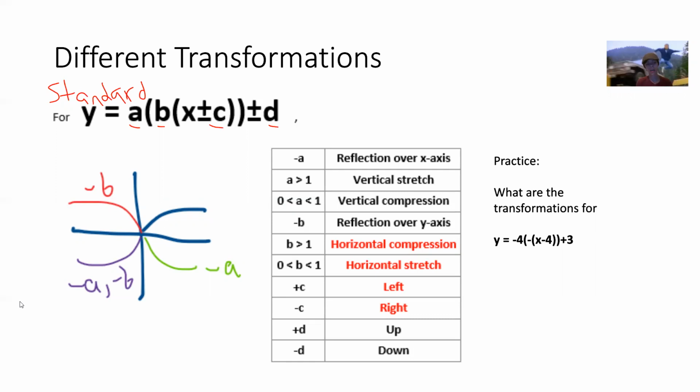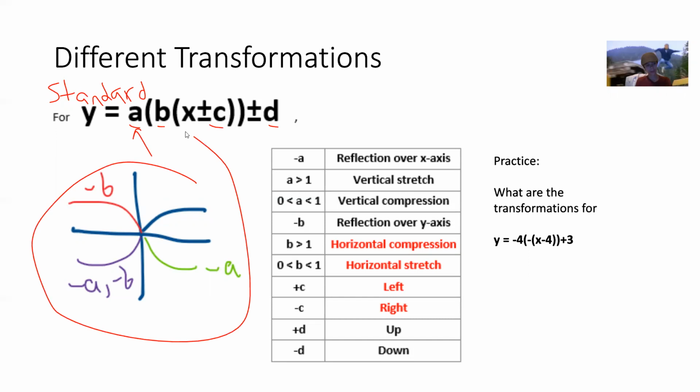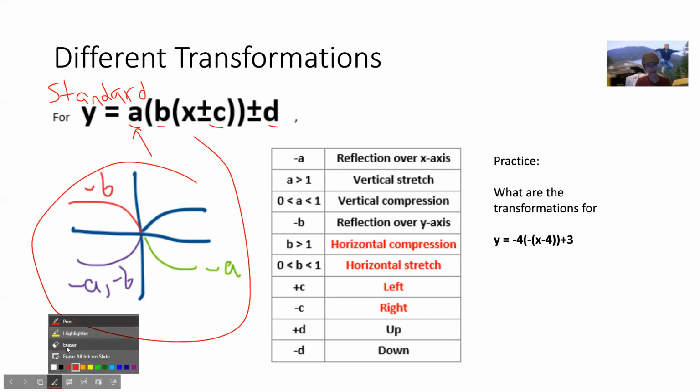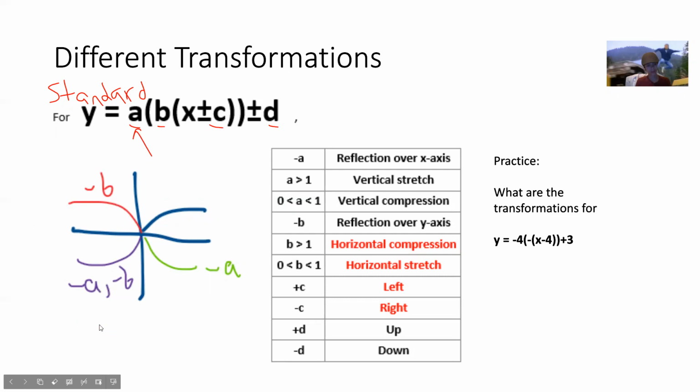So if there's a negative A, then it makes it a reflection over the x-axis. In this example right here, I can't undo one here, can I? I was trying to do Control Z. There. And then I have to go back. So that's our square root function, and if we had a negative A, that's what would happen. This is the x-axis, and if there's a reflection over it, that's what it would look like.